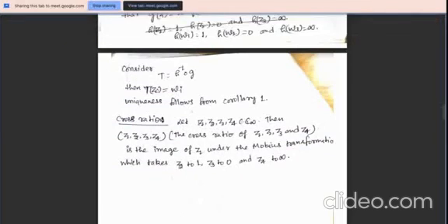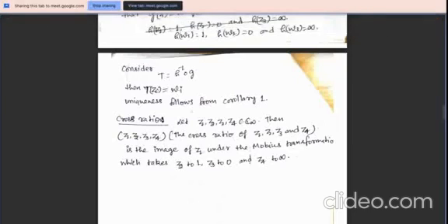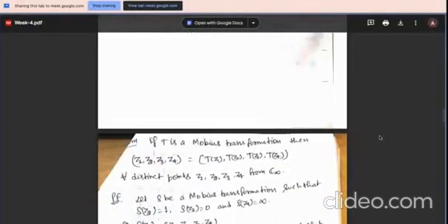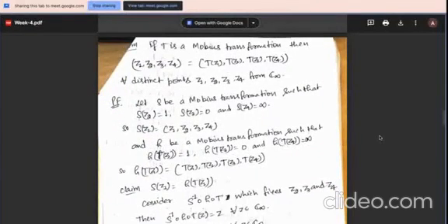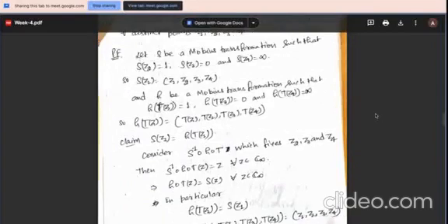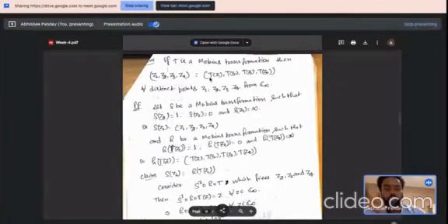Okay, so the cross ratio. Let z1, z2, z3 and z4 be in C infinity. Then the cross ratio of z1, z2, z3 and z4 is the image of z1 under the Mobius transformation which sends z2 to 1, z3 to 0 and z4 to infinity. Fine. So the next problem: if T is a Mobius transformation, then T preserves the cross ratio. This is the important one.